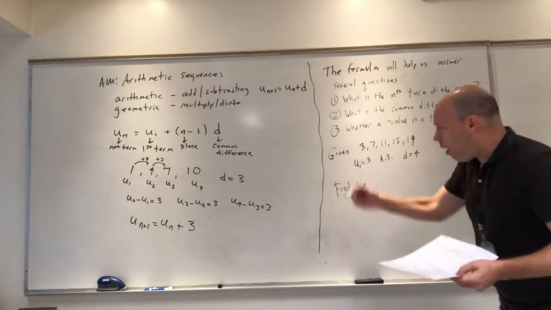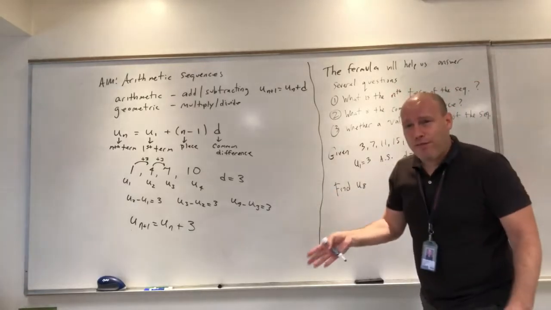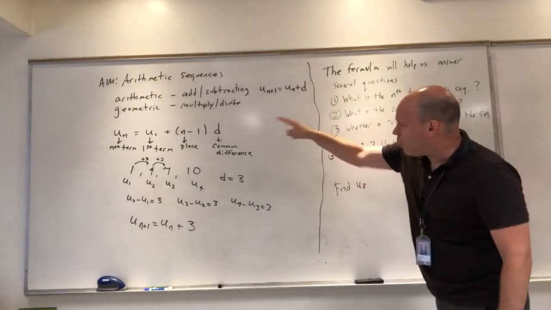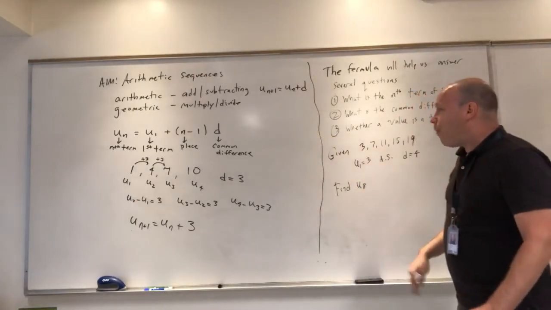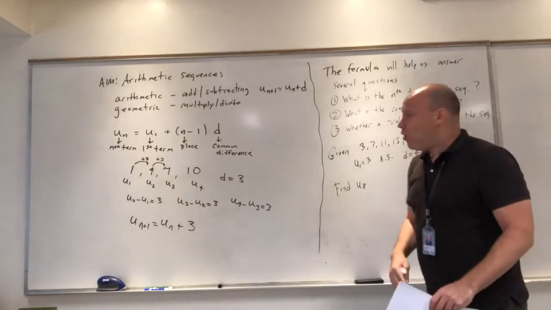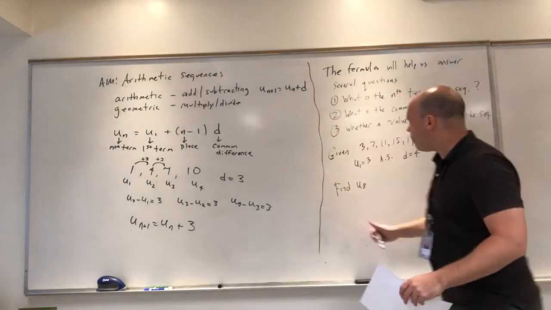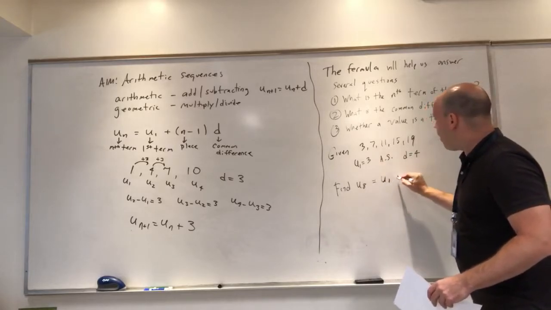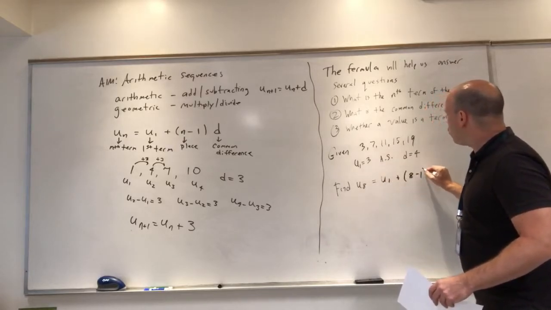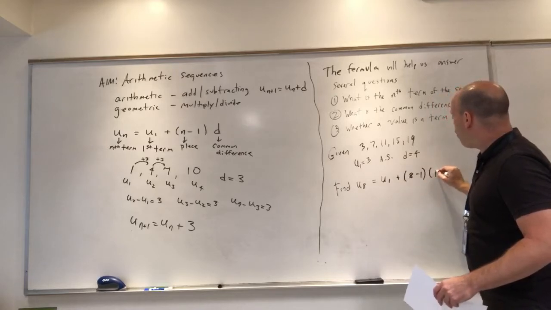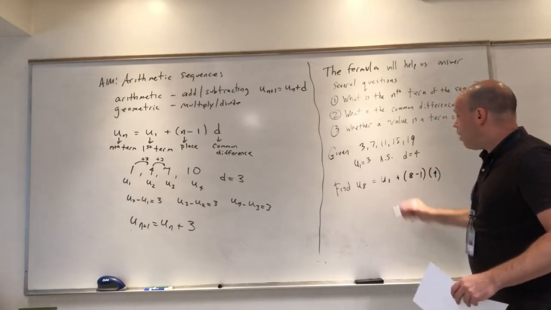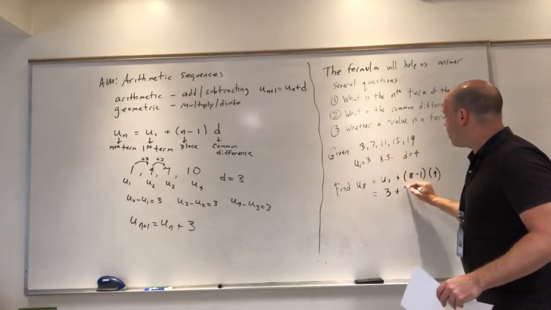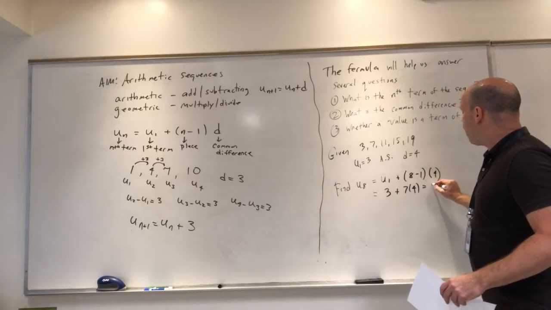So you'd say, okay, well, take a second, u of 8. I want you to pause the video and see if you can find the 8th term based on this formula. So you'd say, pause. Okay, welcome back. You say, okay, that's fine. U of 8 is equal to u of 1 plus 8 minus 1 times 4. Well, we know u of 1 is 3 plus 7 times 4, and we have 31.